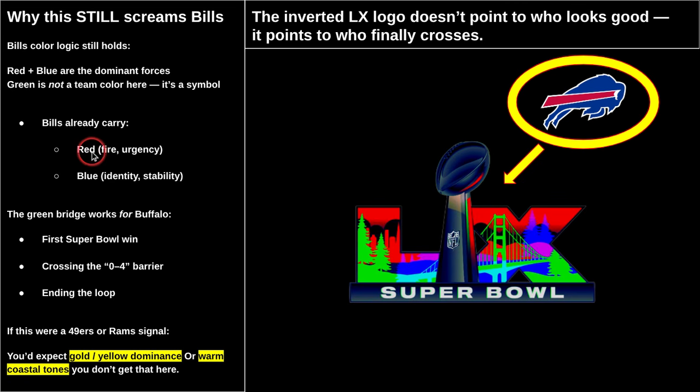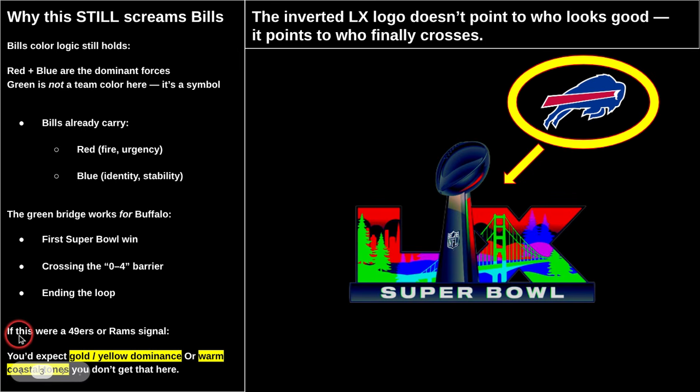Bills already carry red, fire and urgency, blue identity and stability. The green bridge works for Buffalo. First Super Bowl win, crossing the 0-4 barrier, ending the loop. That fits Buffalo. And look, I put the logo here for y'all to take a closer look. You see it? This blue is matching the Bills blue. The Bills have a royal blue type of color.